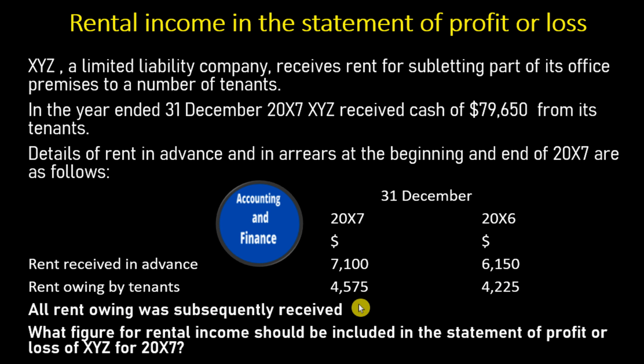Rent owing by tenants, 20X7, $4,575. 20X6, $4,225. What figure for rental income should be included in the statement of profit or loss of XYZ for 20X7?